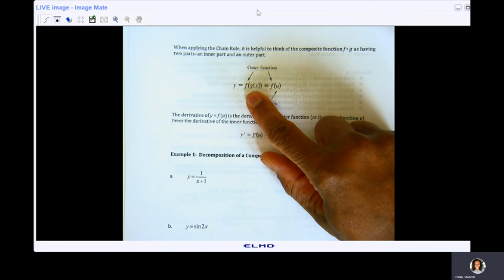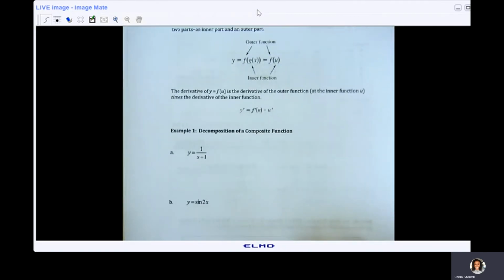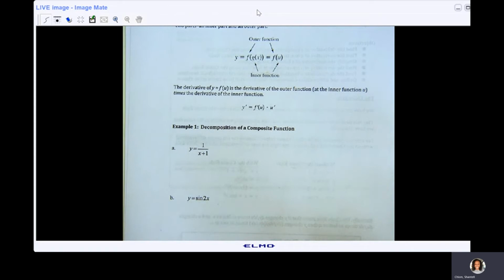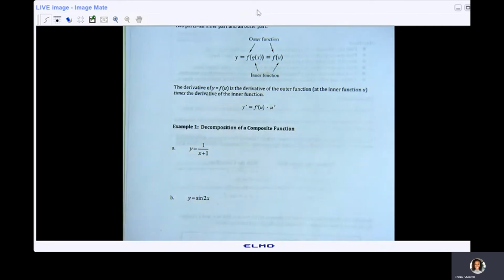So in order to apply the chain rule, you have to be able to view the composite function you're given as two functions. You have to be able to see it as having an inner and an outer part. So let's think about decomposing a composite function, in other words, breaking it apart or showing it as having two parts. That's what we're going to look at here.